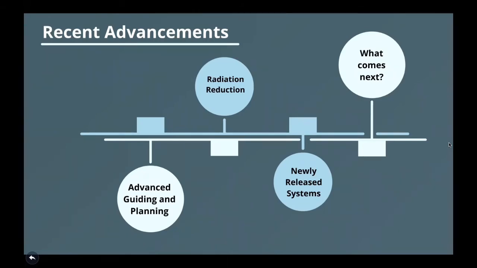The next one is radiation reduction. There have been lots of different ways that people have been trying to reduce radiation, and particularly in angiography as well. Some of the ways that they have been doing this is by using new X-ray tubes and more sensitive sensors and software to help improve the image quality at lower doses and reduce the noise.